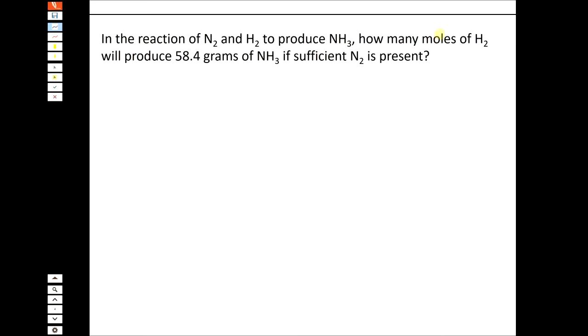Here it's N2 and H2 forming NH3, a very important reaction industrially. It's involved in making all the fertilizer that we use in the world. It's a pretty simple reaction to balance.